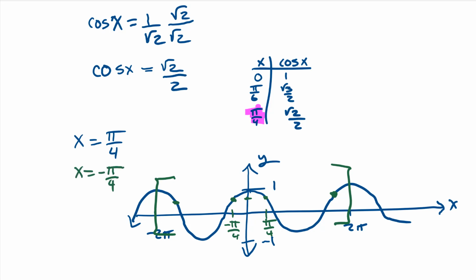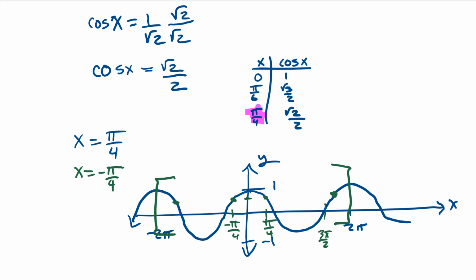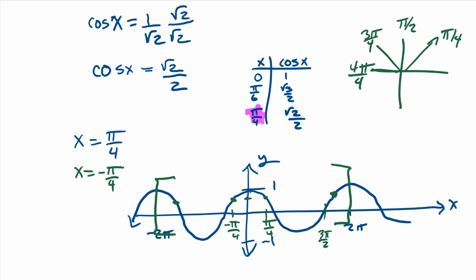And then we can go find that in the ASTC. Remember the fourth quadrant, where cosine's positive, right in between 3 pi over 2 and 2 pi? Do you think you could figure out which angle there has a reference angle of pi over 4? Maybe you don't have the angles memorized yet, so you count: pi over 4, 2 pi over 4, 3 pi over 4, 4 pi over 4, and keep going.